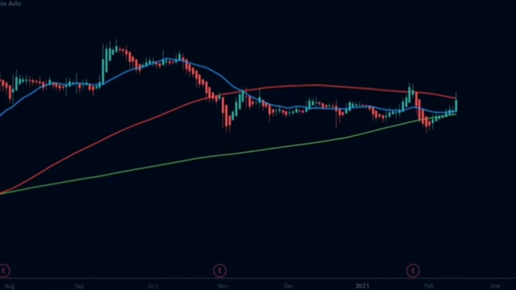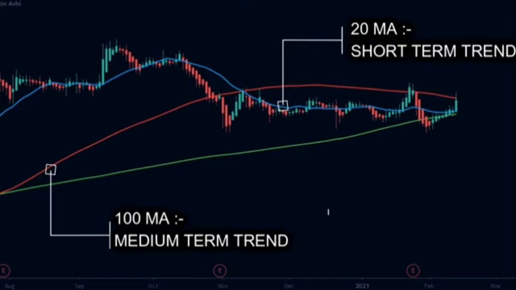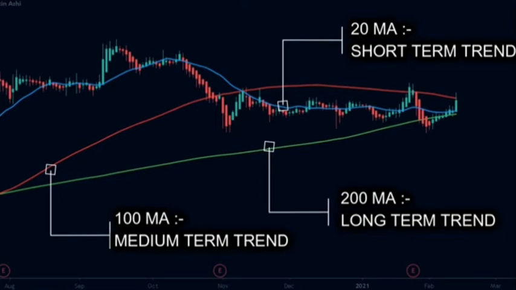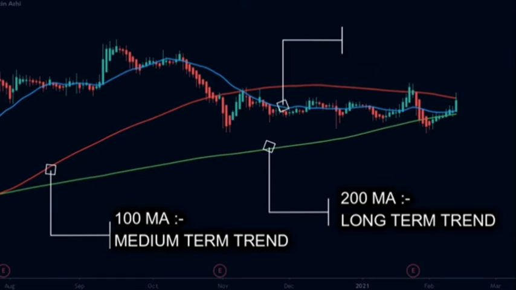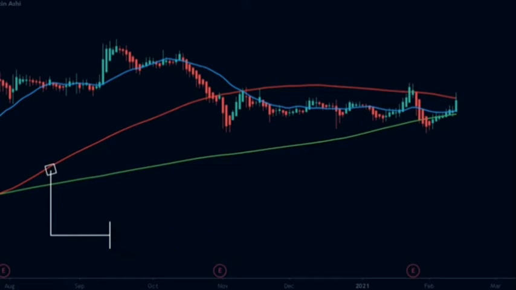Different moving averages give us different trends. For instance, a 20 or 50-period moving average will give us the short-term trend, a 100-period moving average will give us the medium-term trend, and a 200-period moving average will give the long-term trend. For a long-term investor, the 200-period moving average will be suitable, while for a day trader, the 20-period moving average will be suitable. The strategy discussed in this video will work on any moving average. But for the sake of this video, we will use a 100-period moving average.